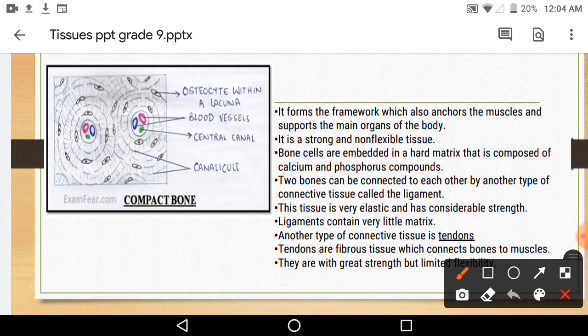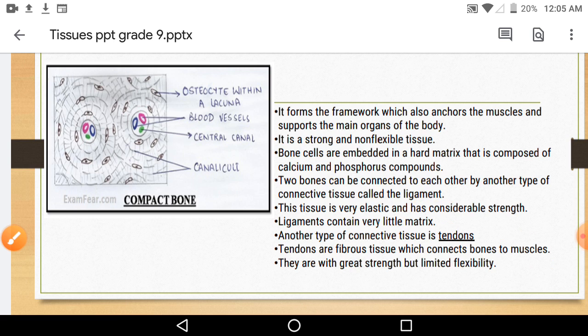Ligaments contain very little matrix. Another type of connective tissue is known as tendons. Tendons are fibrous tissue which connect bones to the muscles. So two bones are connected with the help of ligaments, and bones are connected to the muscles by tendons. They have great strength and give support to the body, but they are not that flexible.